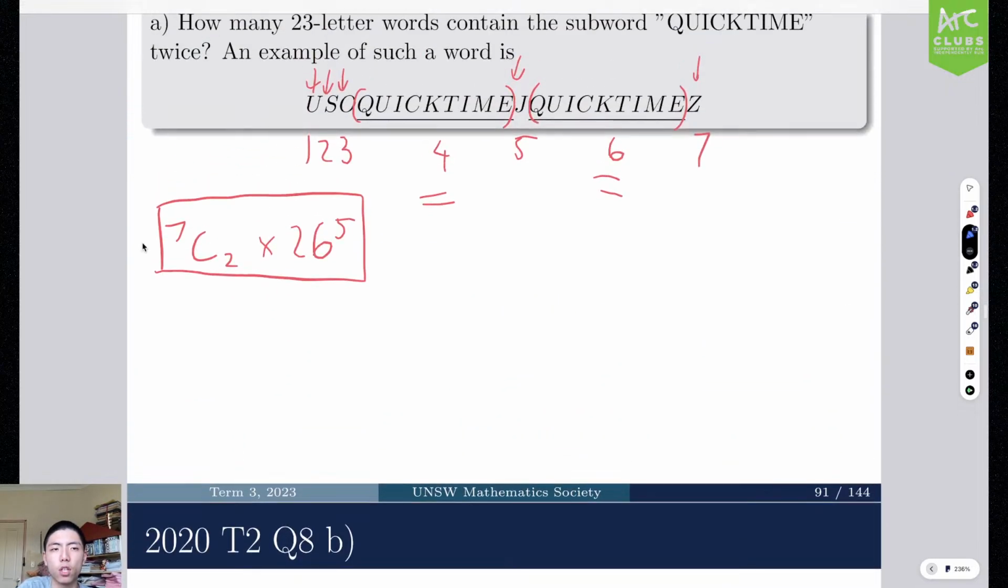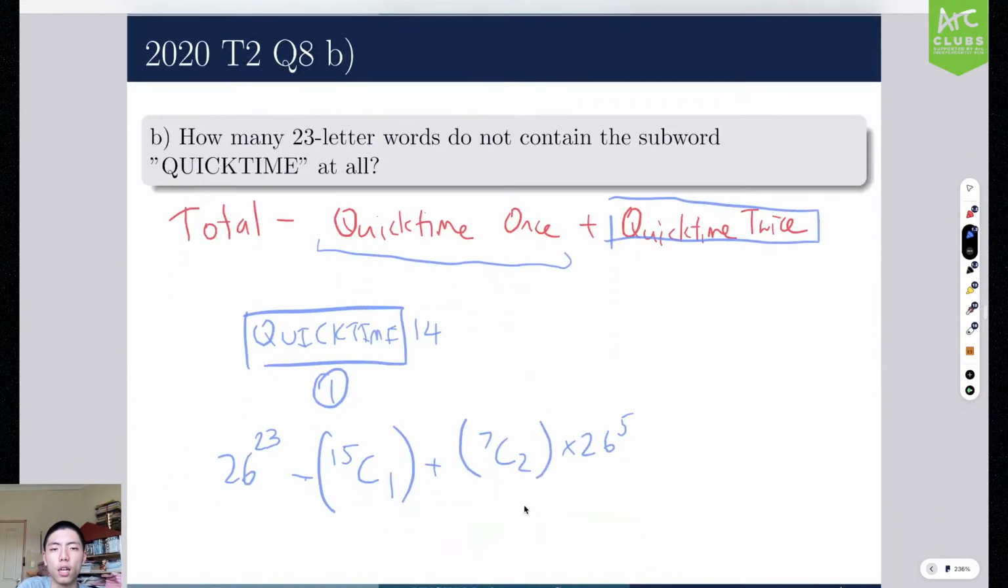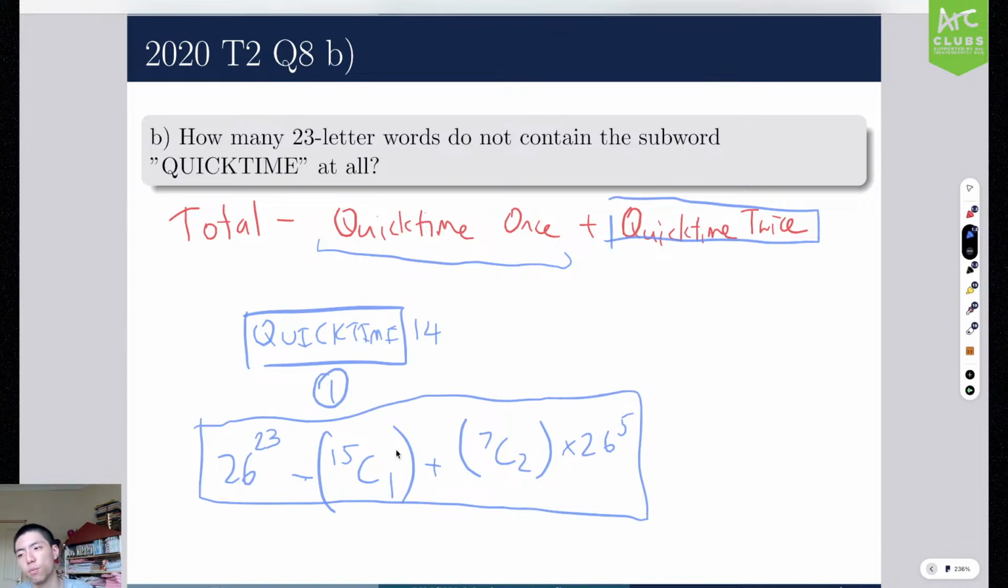So from the previous question, we had 7c2 times 26 to the power of 5, so that's the only thing that I need to put back here, and we have our final answer for the number of 23-letter words that do not contain the subword QuickTime at all. So total minus QuickTime once, and then add back the cases where we are double counting. This is sort of like the inclusion-exclusion principle, right? Because this just makes sure that we do not overlap, and so everything appears only once when we're subtracting it from the total.